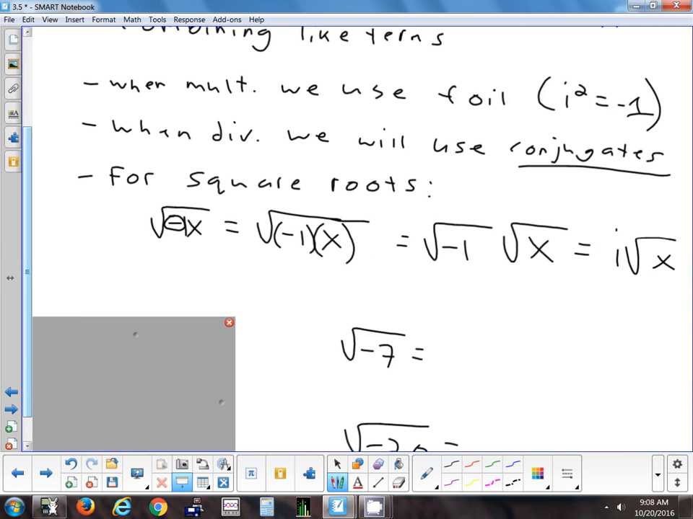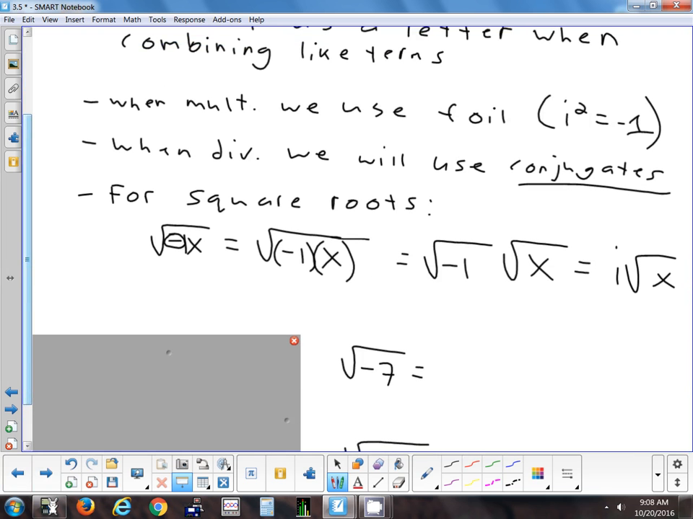Let's try the square root of negative 7. So you can break it up just like I did up above. It's the square root of negative 1 times the square root of 7. And what's the square root of negative 1? i. And what else do I have? Square root of 7. Now, that's the final answer.